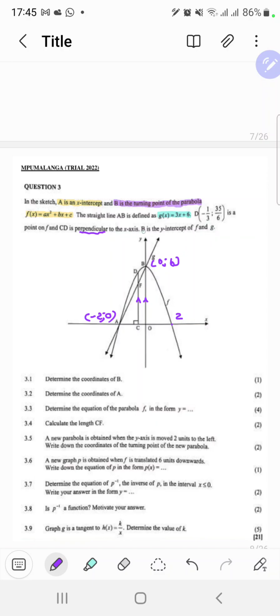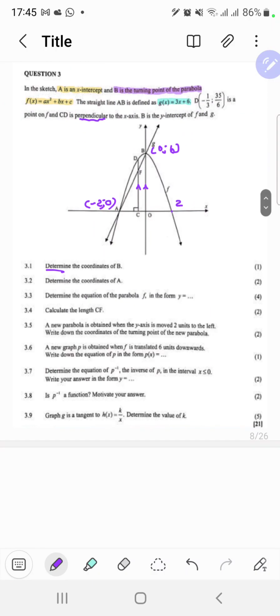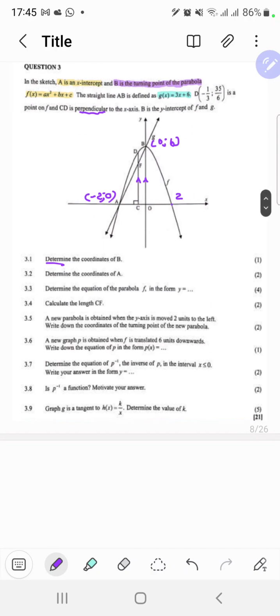So I think here, B is the y-intercept of F and G. Okay, we can see that already. Now let's start. It says determine. Now, see when a question says determine, you have to show us how you came about it. Otherwise, if you just show up with something, it's a problem. You're not following the instruction. I know it's easy to just jump in and write it like that, but why do you write it like that? All right, so let's go for it.